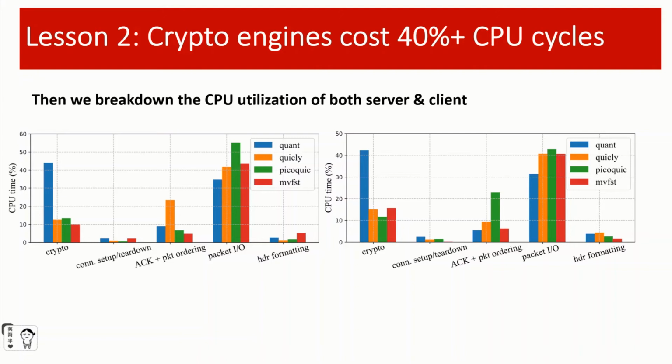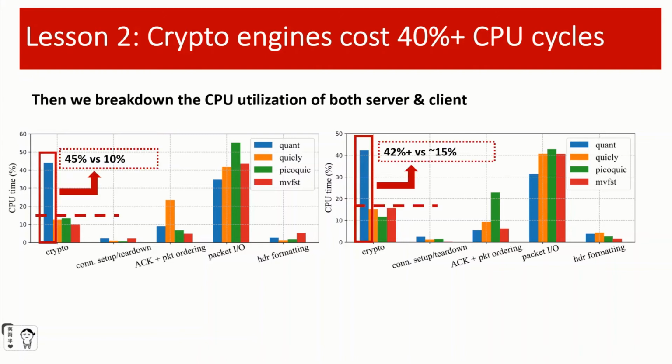As shown in the red box, for Quant, the CPU time spent on crypto operations reaches around 45%, but for the other three, the CPU time spent on crypto operations only accounts for 10 to 15%, which cannot be regarded as the main bottleneck.